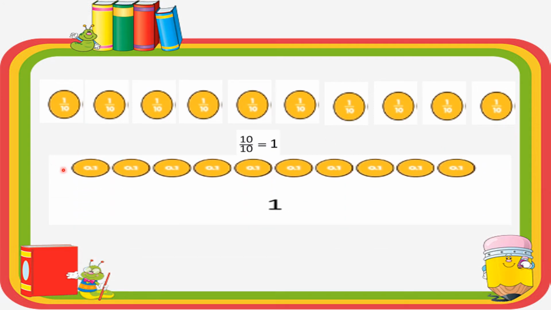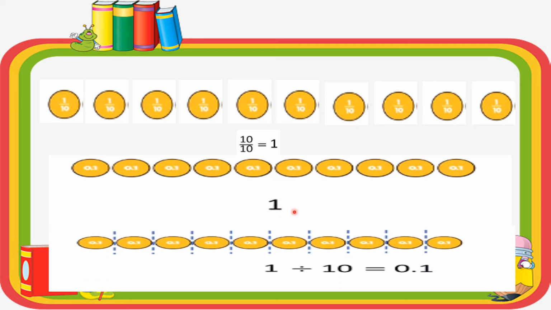And here is 1 divided into 10 equal parts. 1, 2, 3, 4, 5, 6, 7, 8, 9, 10. 1 divided into 10 equal parts. 1 divided by 10, 1, 2, 3, 4, 5, 6, 7, 8, 9, 10. The line shows how this was divided. 1 divided by 10 is equal to 0.1.